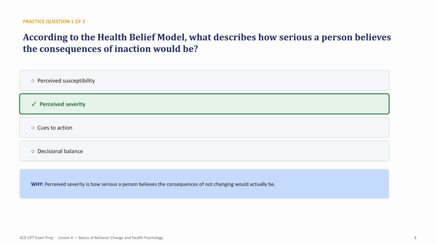The correct answer is perceived severity. Here's why. Perceived severity is specifically how serious a person believes the consequences of not changing would actually be. Perceived susceptibility is about personal risk, not severity of outcome. And cues to action and decisional balance are separate concepts entirely. So severity is the one that matches this definition.